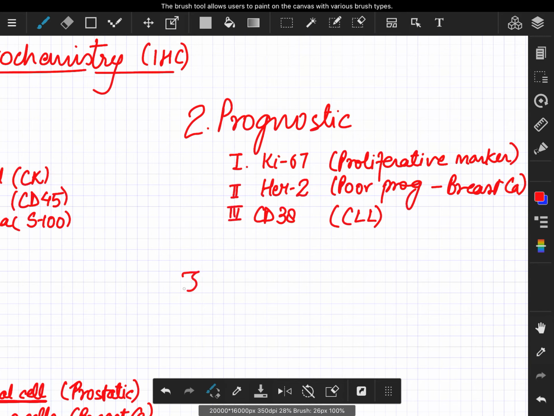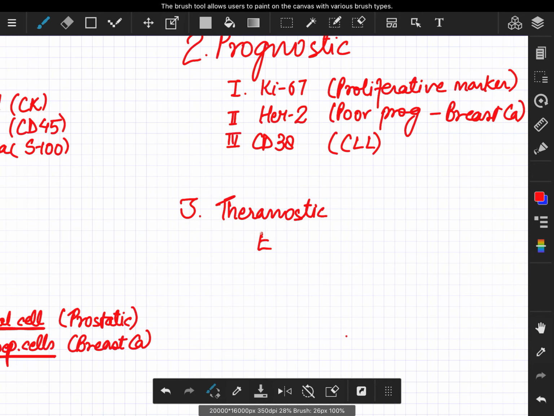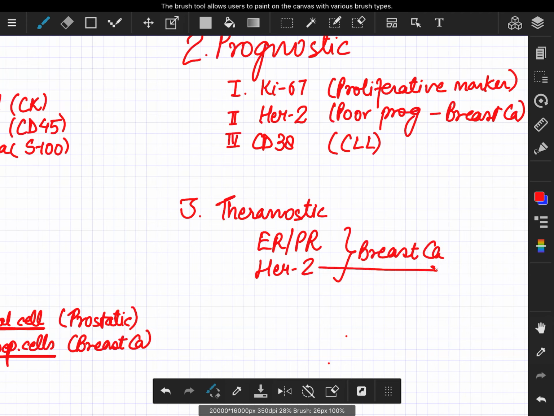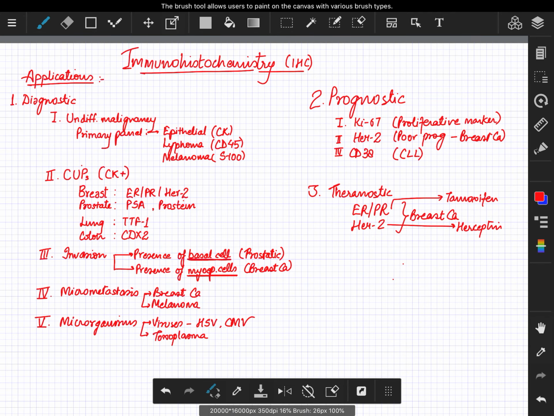The other use is theranostic or therapeutic use, which includes ER, PR, estrogen and progesterone receptor, and HER2 receptor in breast carcinoma. We have the anti-HER2 drug Herceptin, and we have the anti-ER/PR drug tamoxifen used for treatment. So these are the applications of the immunohistochemical technique.